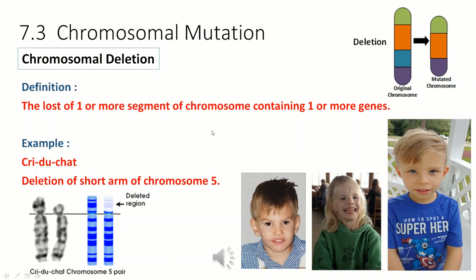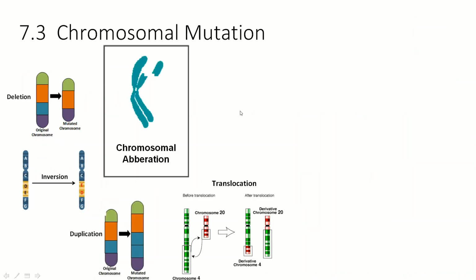There are several examples of diseases that result from chromosomal deletion, but we will only discuss one, which is the disease Cri-du-Chat, whereby the kid will cry, and the sound of the cry that they produce resembles the meowing of a distressed cat. What causes the Cri-du-Chat condition is the deletion of the short arm of chromosome number 5, as you can see here. So that's the first type of chromosomal aberration.